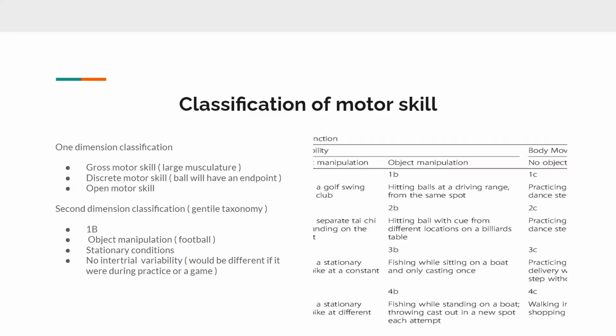For our second dimension classification, we have object manipulation, which is a football being thrown. Stationary conditioning, meaning we're not moving, we're just being stable and planted at all times. And then no inter-child variability, meaning that every single child will do the same thing, unless we were in a game or practice where each play could change every play we do.